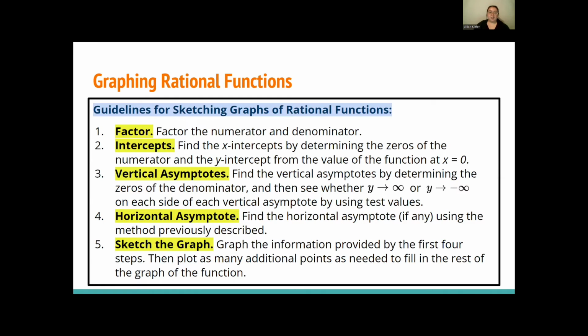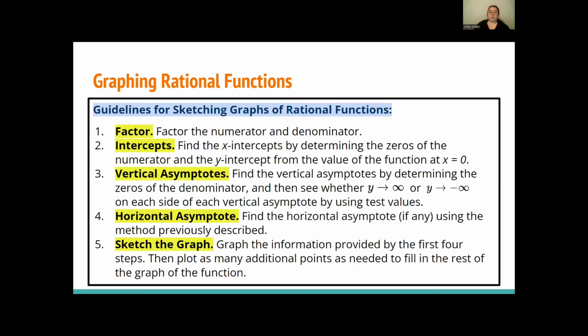Guidelines, we have 5 steps here. Number 1, factor the numerator and the denominator if possible. If it's not possible, don't force it. But if you can, you definitely want to try to factor your numerator and denominator as much as possible. Step 2 is finding the intercepts. You want to find the x-intercepts by determining the zeros of the numerator and the y-intercept from the value of the function when x equals 0.